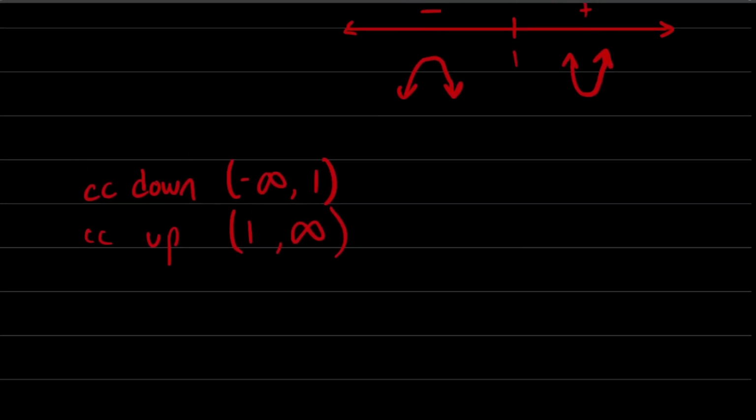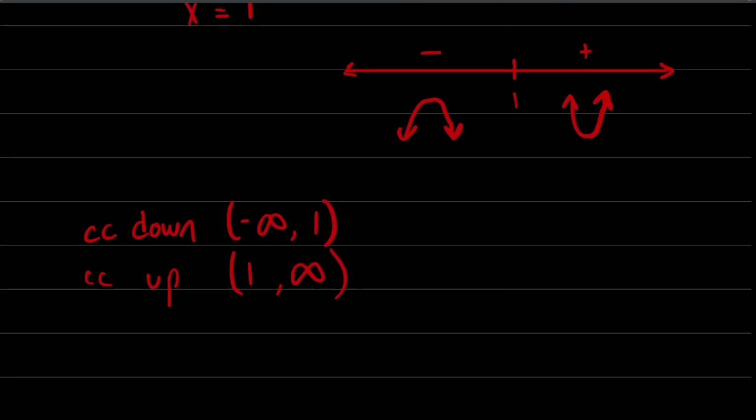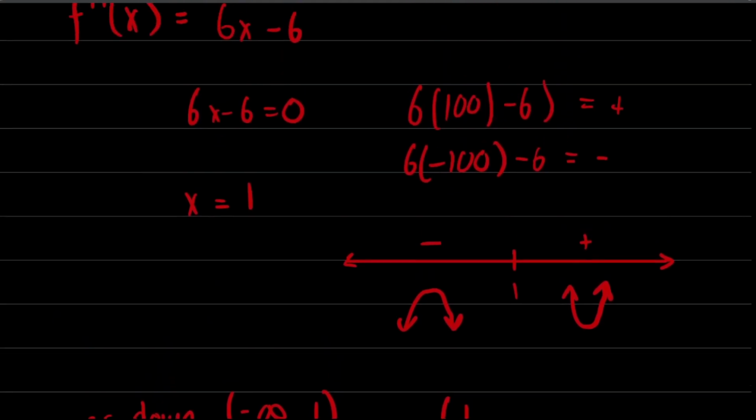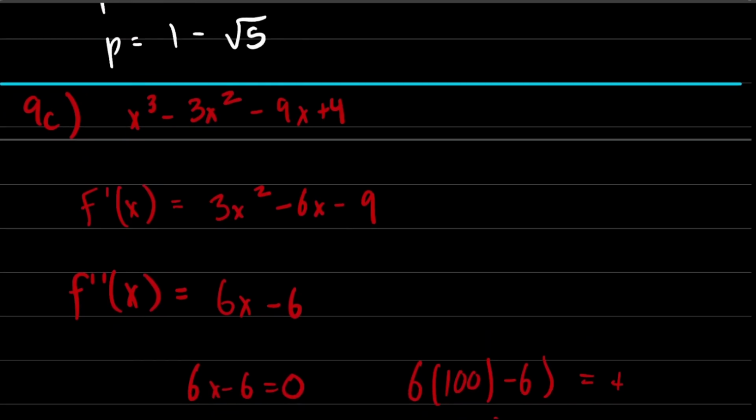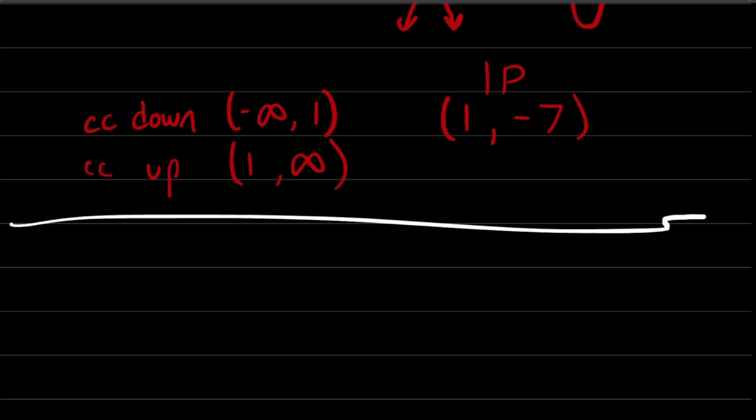That is the end of that question there, unless, of course, we want to figure out what the y value is of our inflection point here. We know that the x value is going to be 1, but we can go back and plug 1 into this equation here, which will give us 1 minus 9 plus 4, which is equal to negative 7. So we can say that our inflection point is at (1, negative 7). Now we can move on to question 11C, which asks us to do the exact same thing.